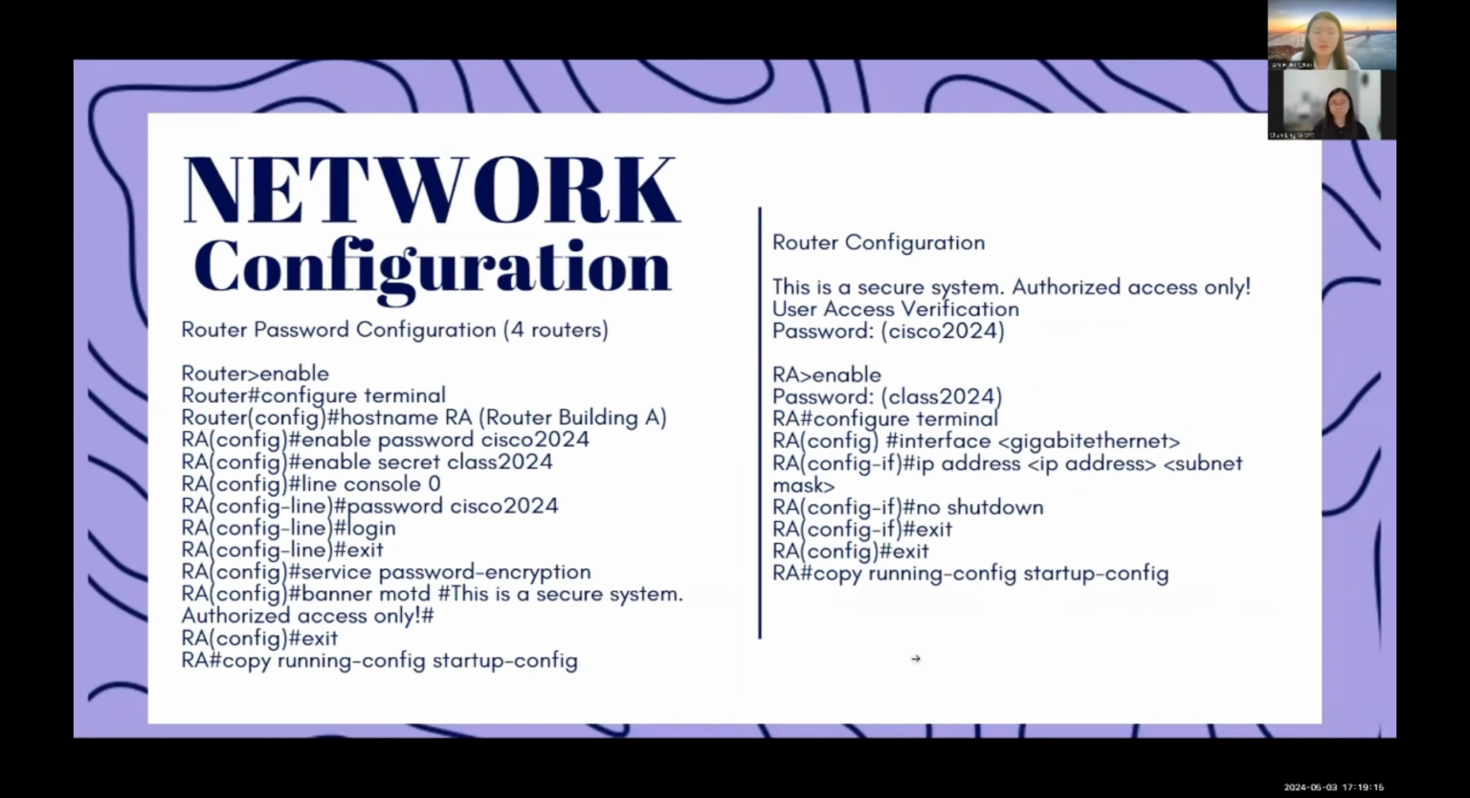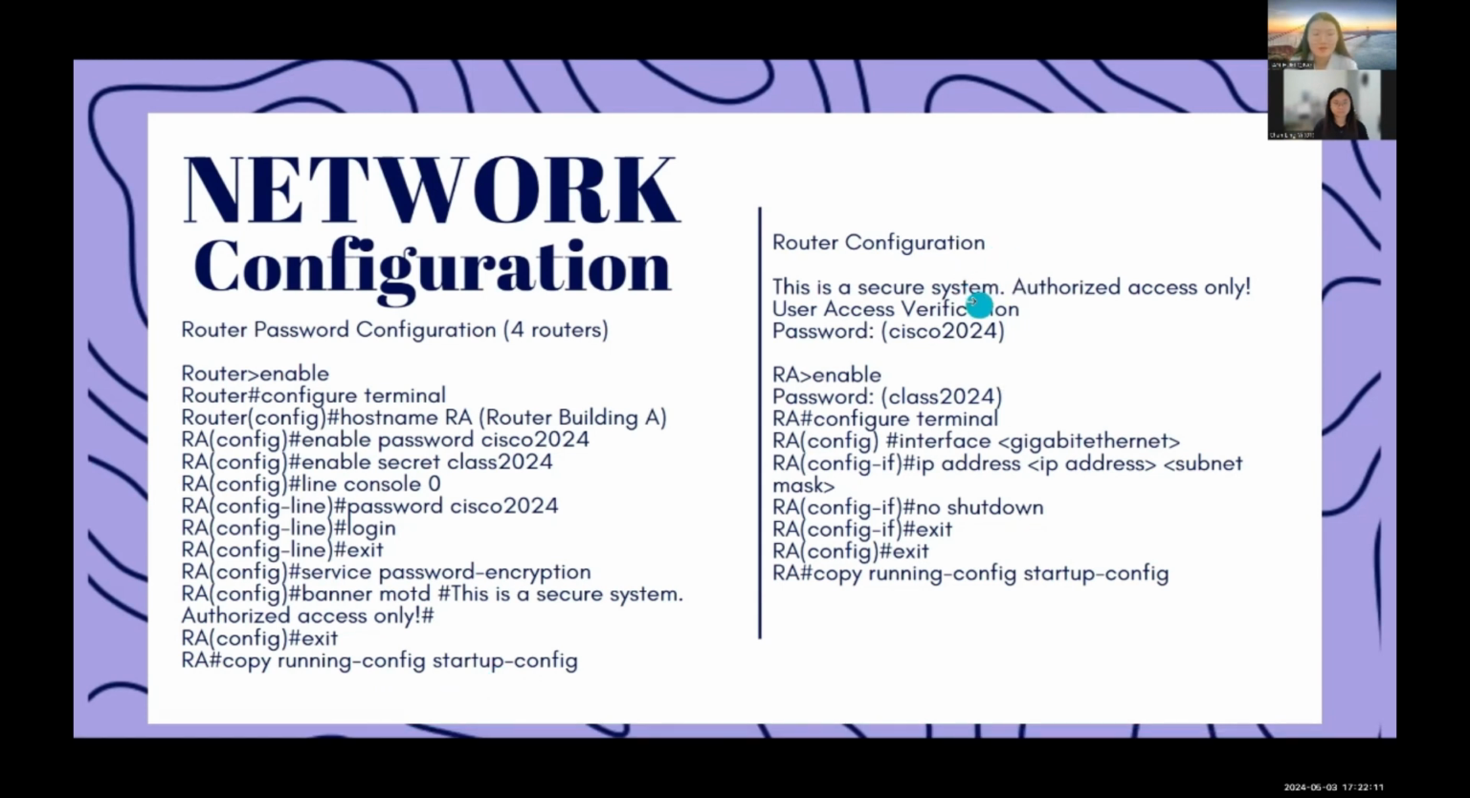This is one example of router 1, configuring the password. We set the router host name based on the building. For example, router 1 is located in building A, so we will set the host name as R8. The password for every router is the same, which is Cisco 2024, and the secret password will be class 2024. All the passwords are encrypted, and we also set the banner, which is authorized access only. And the last command, copy run start, is to save.